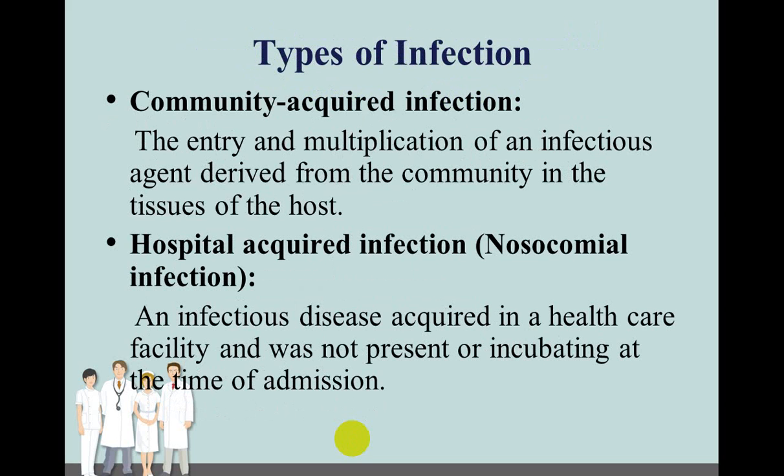We have to know types of infection: community acquired or hospital acquired. Community acquired infections: the entry and multiplication of an infectious agent derived from the community in the tissues of the host. Hospital acquired infection or nosocomial infections: an infectious disease acquired in a healthcare facility and was not present or incubating at the time of admission.